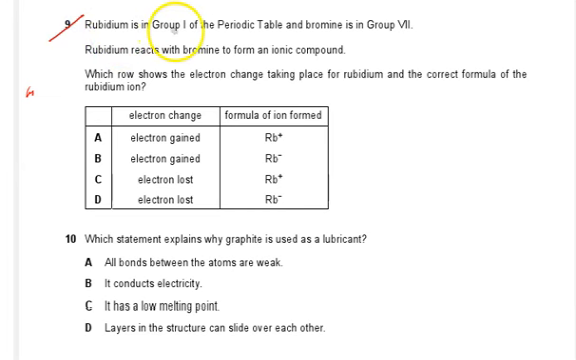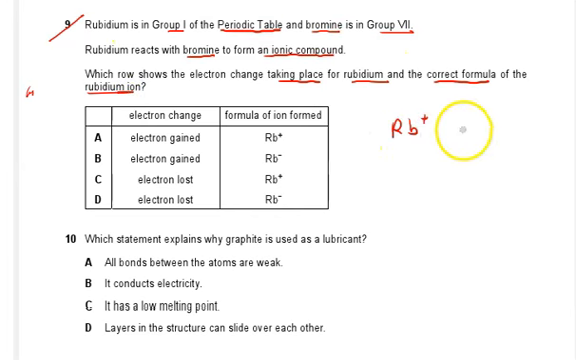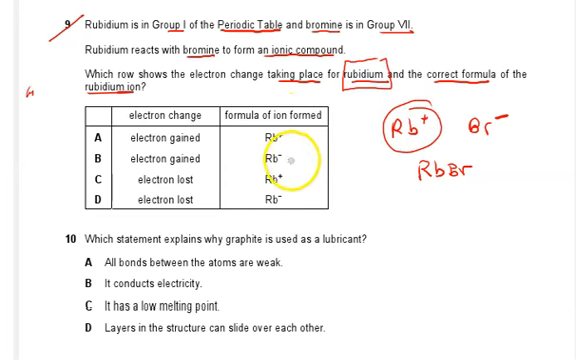Rubidium is in group 1 of the periodic table and bromine is in group 7. Rubidium reacts with bromine to form an ionic compound. Which row shows the electron change taking place for rubidium and the correct formula for the rubidium ion? When they combine, you will have rubidium from group 1 and bromine from group 17. They'll combine to form this. Now they only focus on the rubidium.